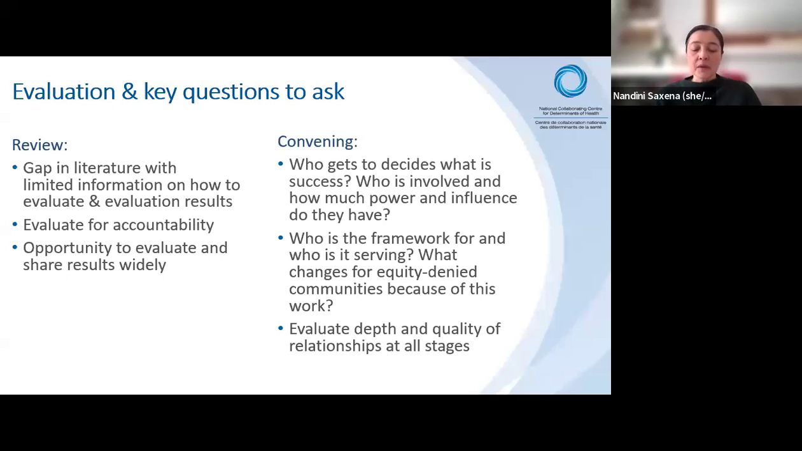health equity work. So some of the questions that they identified were, who gets to decide what is success? Which really leads to the question, who was involved in creating, implementing, and evaluating the framework and the health equity work? Another set of questions was around who is the framework for and who is it serving, which leads to the question, what changes for equity-denied communities because of this work? And then a last element was around the need to evaluate the depth and the quality of relationships at all stages.